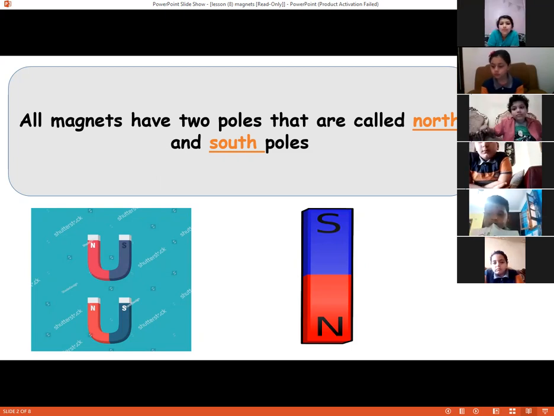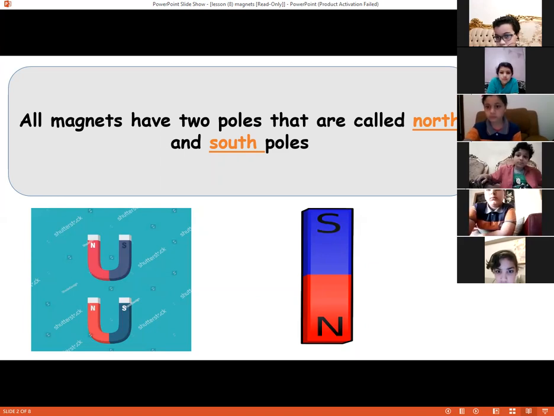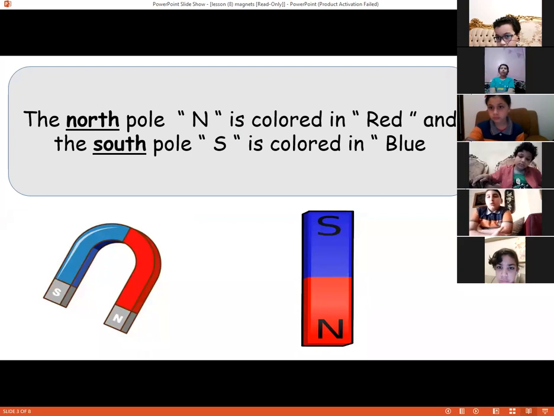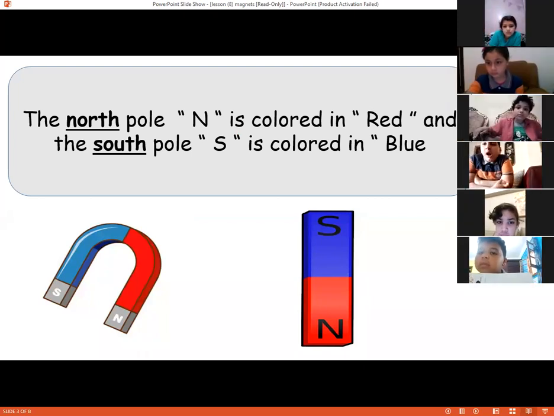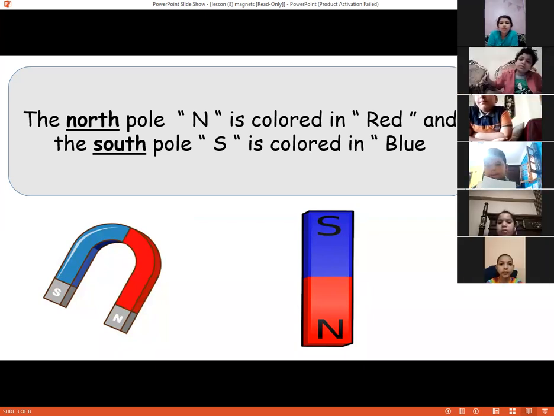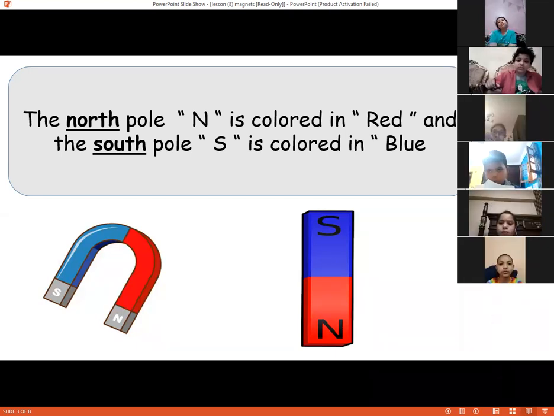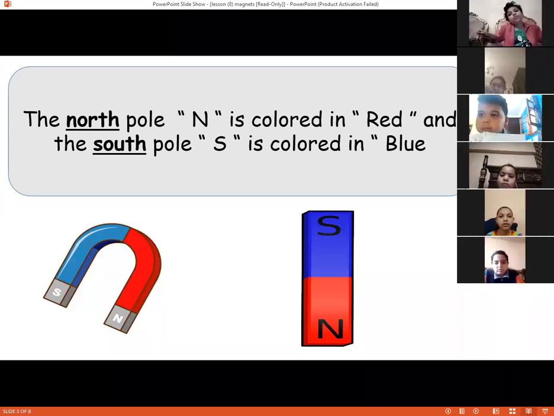To differentiate between the north pole and south pole, I colored the north pole red and the south pole blue. So the north pole is red, and the south pole is blue. North pole is red. South pole is blue.